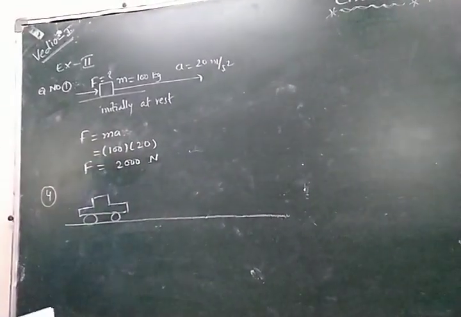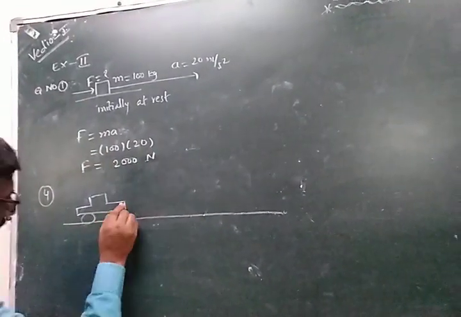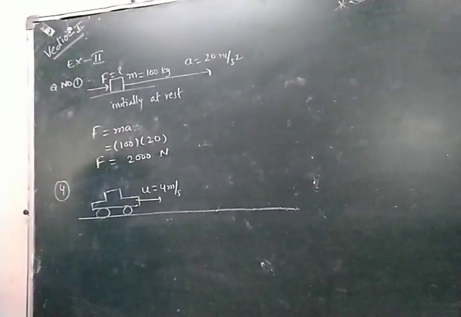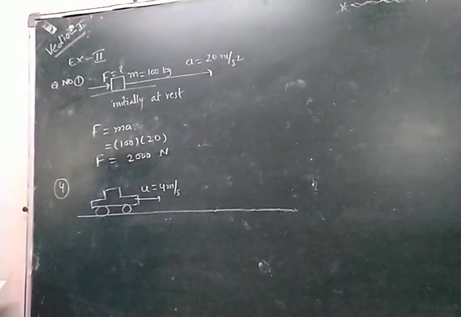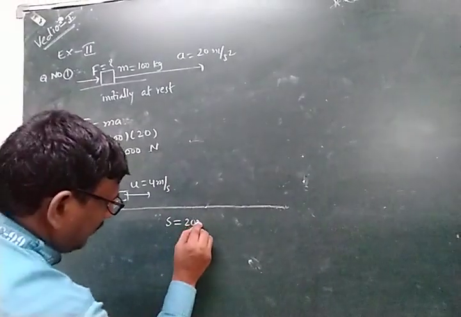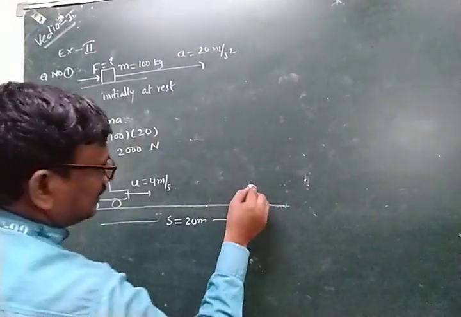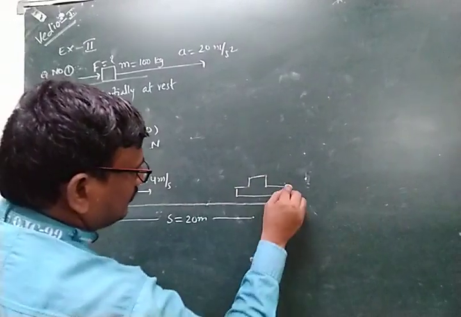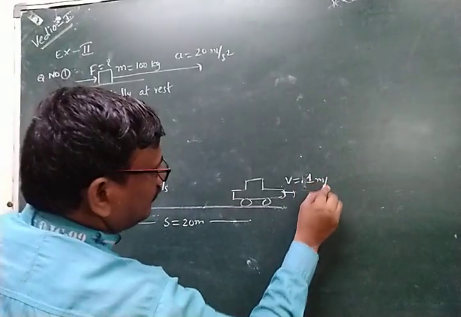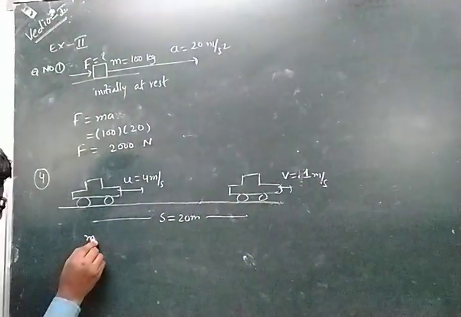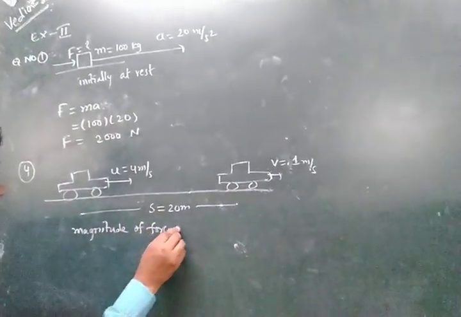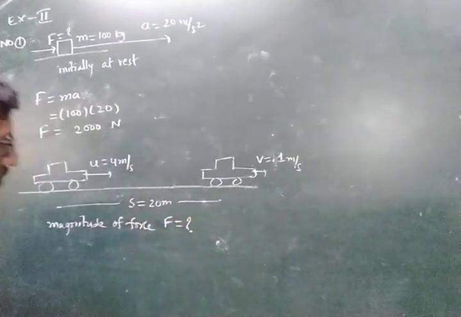Okay. Now the initial velocity is given, u is equal to 4 meters per second, and after traveling some distance, how much distance is traveled? 20 meters distance is traveled, reaching another position here. Its velocity is given by the final velocity v is equal to 1 meter per second. Find the magnitude of force. Magnitude of force.